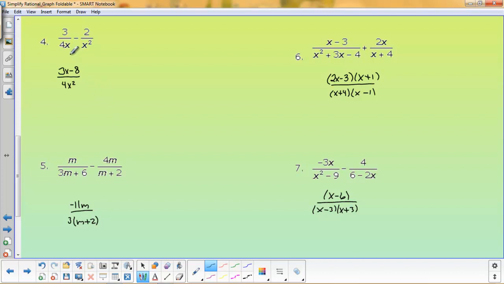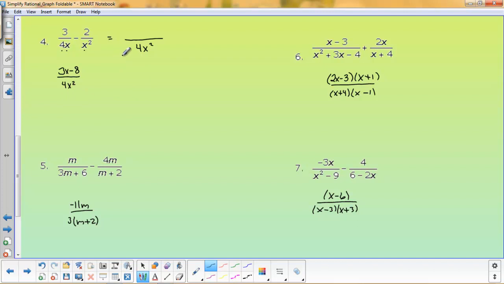Notice that I have 3 separate quantities here. I have a 4, an x, and an x squared. So my first step is to figure out what my common denominator is. Now remember, inside of x squared, which is x times x, there's already an x. So I don't need x to the third, I only need x squared as part of my denominator, as you can see in your solution.